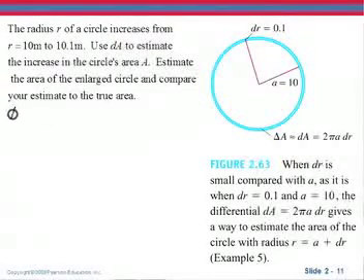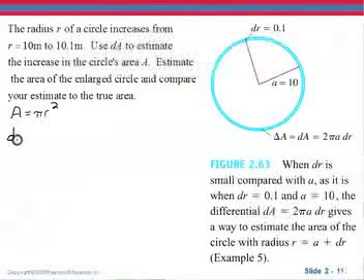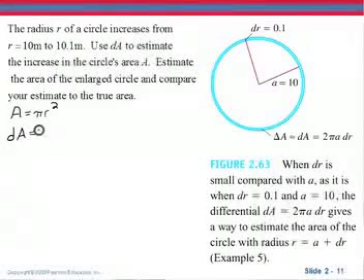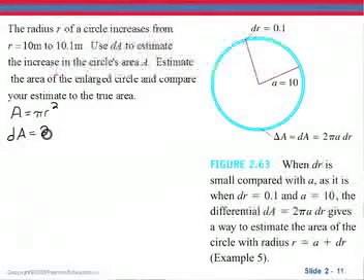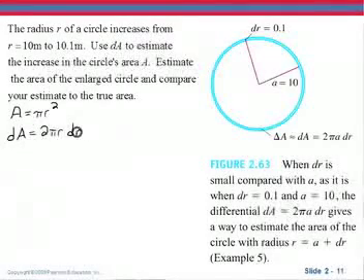Okay, well we know that the formula for the area of a circle is area equals pi r squared. Now what we want to do is find the differential. So that will be dA equals, and we'll take the derivative of A, which is 2 pi r, and we'll multiply that by dr. Okay, so that tells us our differential dA.